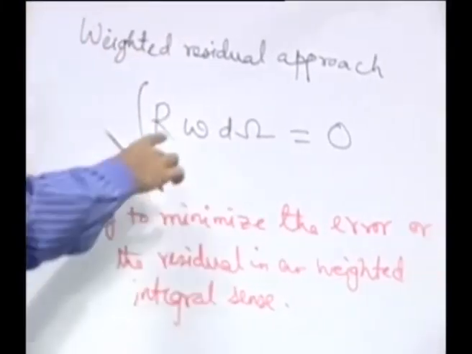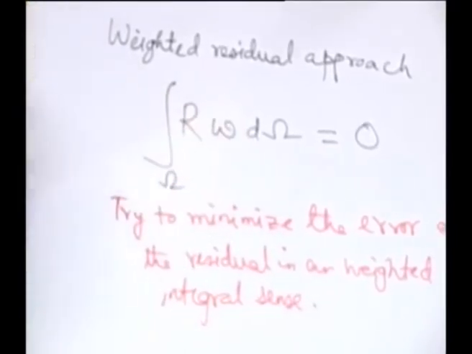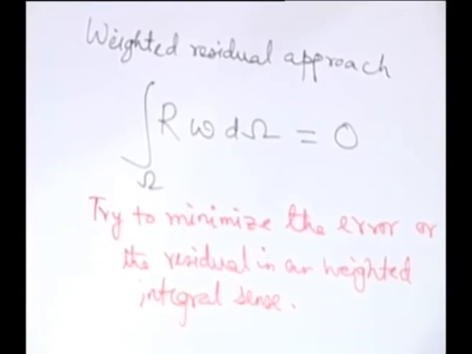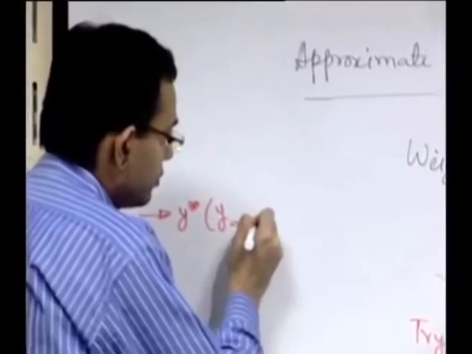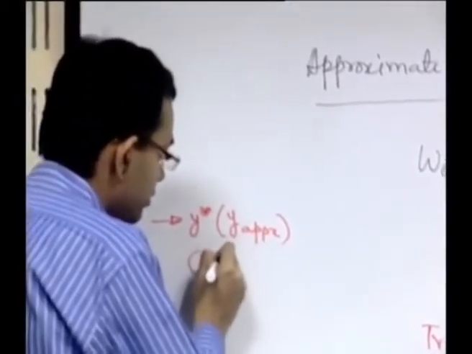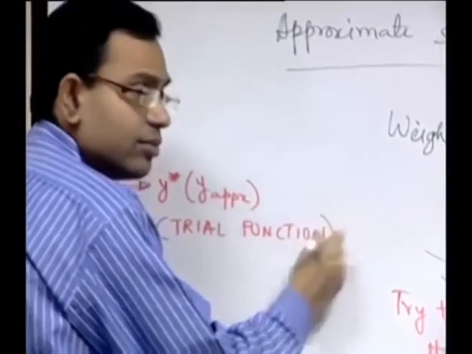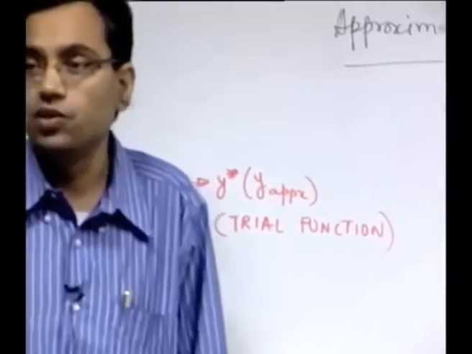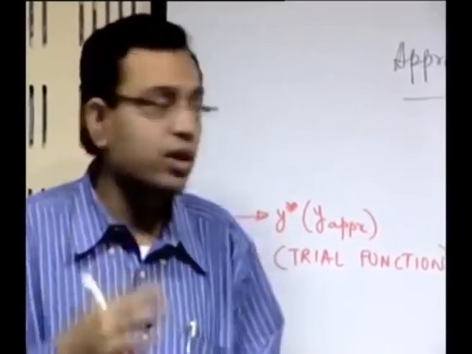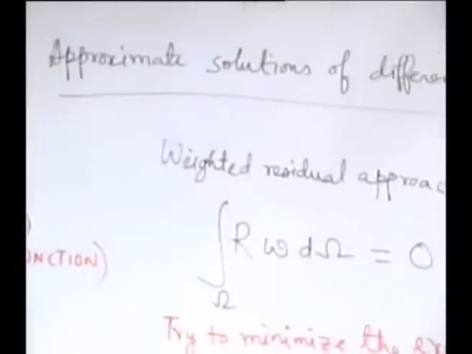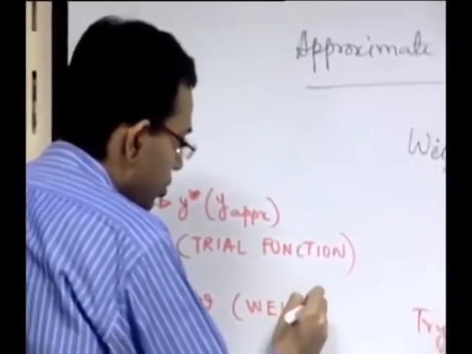So, what you are basically doing, you are multiplying it with a weighting function. So, you have got now two types of functions. One is the y star or y approximate. This we call the trial function. Why is it a trial function? Because you do not know what y is. This is just as a trial you have substituted, and this trial function may have unknown coefficients which you want to evaluate by imposing this constraint. So, you have another function w which you call the weight function or weighting function.